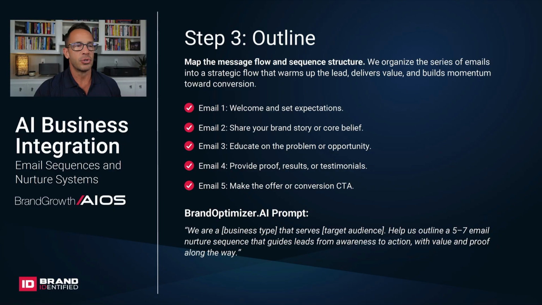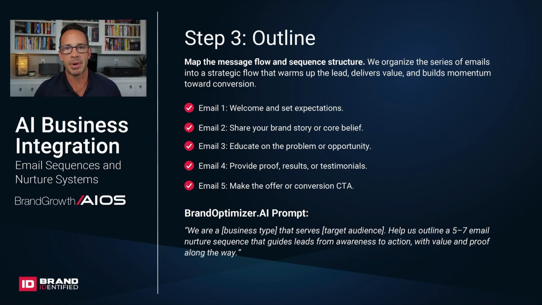So moving on into step number 3, and that is to outline. Map the message flow and the sequence structure. We organize the series of emails into a strategic flow that warms up the lead, delivers value, and builds momentum towards the conversion. So your email 1 should be a welcome and set the expectations. Email 2, share your brand story or your core beliefs. Email 3, educate on the problem or the opportunity. Email 4, provide proof, results, or testimonials. And then finally, in email 5, make the offer or conversion call to action.